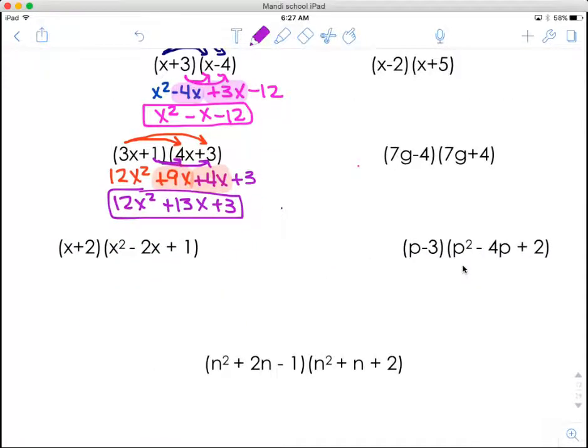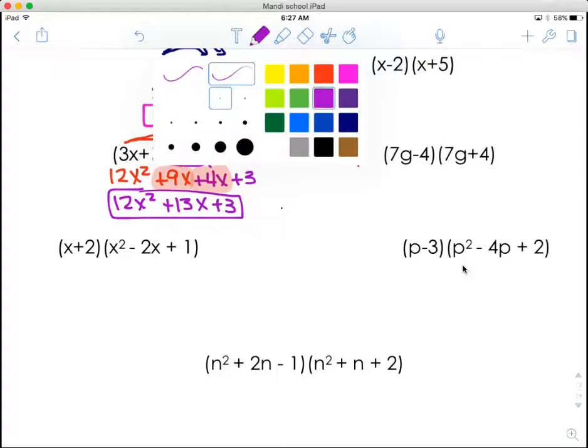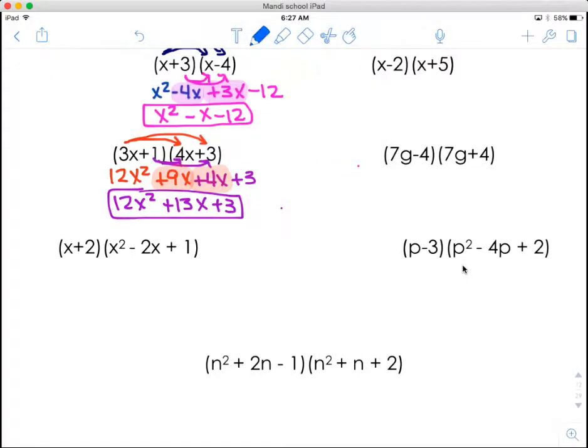Okay, sometimes the polynomial isn't a binomial. It doesn't just have 2 terms in it, and that's okay. It still works exactly the same. You're still going to take the first term in the first one, multiply it to everything in the second. So we have x times x squared, which is x to the third, x times negative 2x, so negative 2x squared, and x times 1, which is 1x.